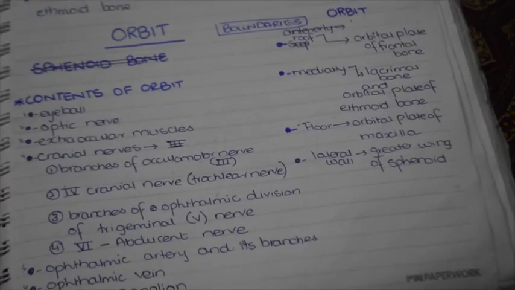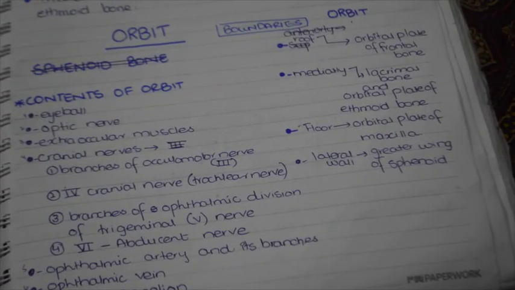The boundaries, as we did earlier, the roof is formed by the orbital plate of the frontal bone, while medially there is the lacrimal bone and the orbital plate of the ethmoid bone. Floor is formed by the orbital plate of the maxilla, lateral wall is formed by the greater wing of sphenoid.